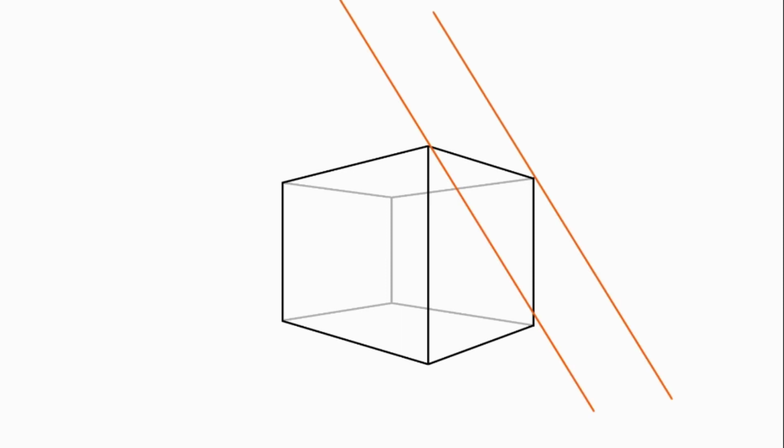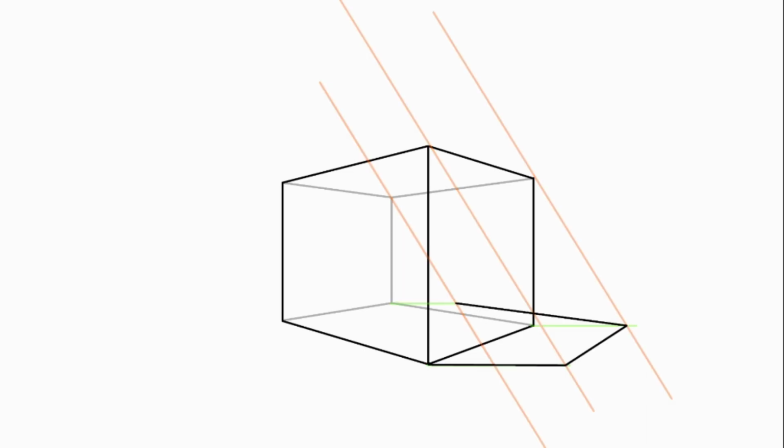Draw 3 parallel lines that pass through the bottom corners of the cube. Step 2. Draw a horizontal line that connects to each of these parallel lines. Step 3. Connect the ends of these horizontal lines to create the shadow of the cube.